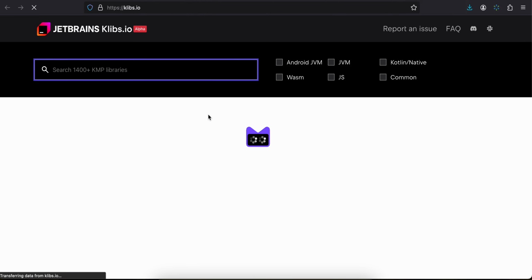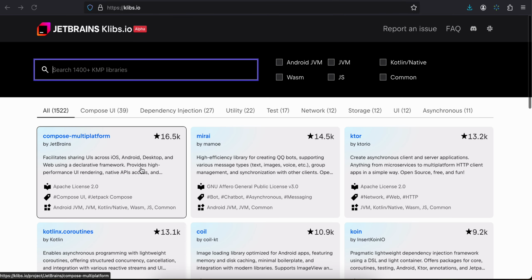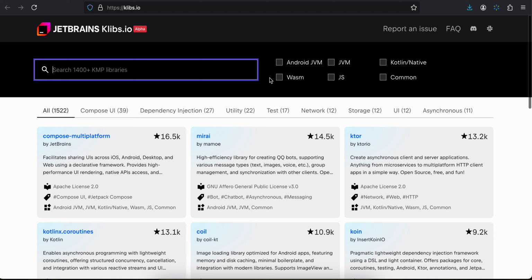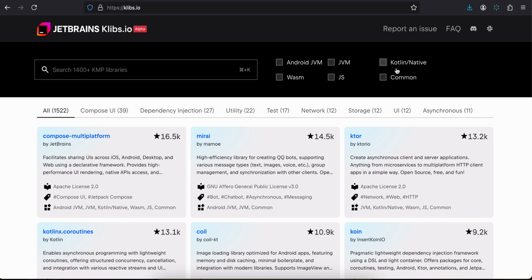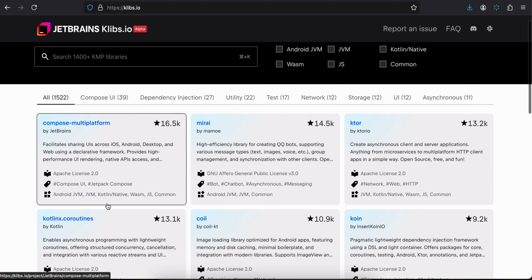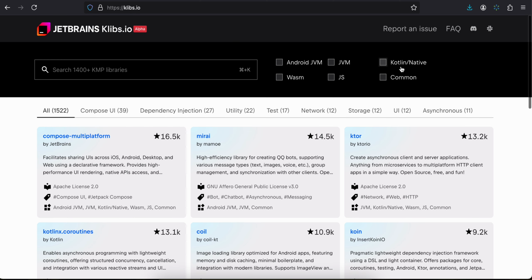So here you can see this is the website, and they have already done a pretty good job. Suppose I only want Android JVM, I can filter by this. If I only want Kotlin Native, I can filter by this. And I wish they had given an iOS option as well.